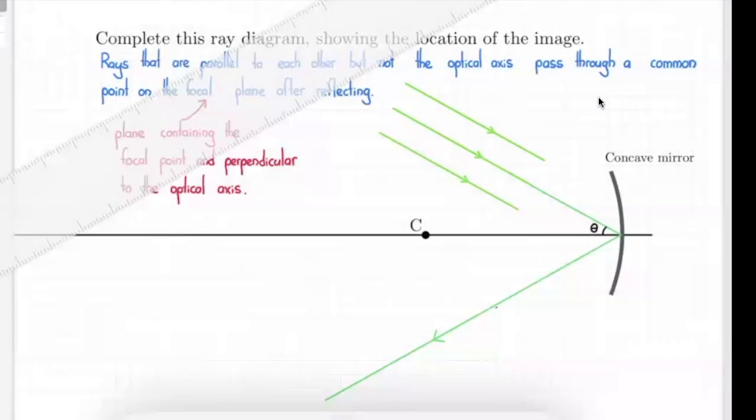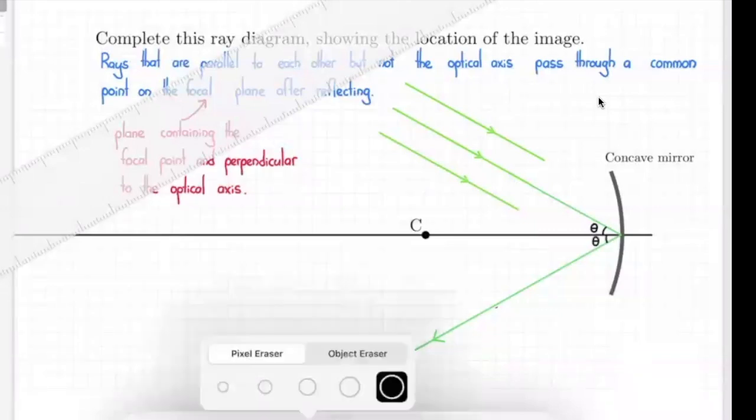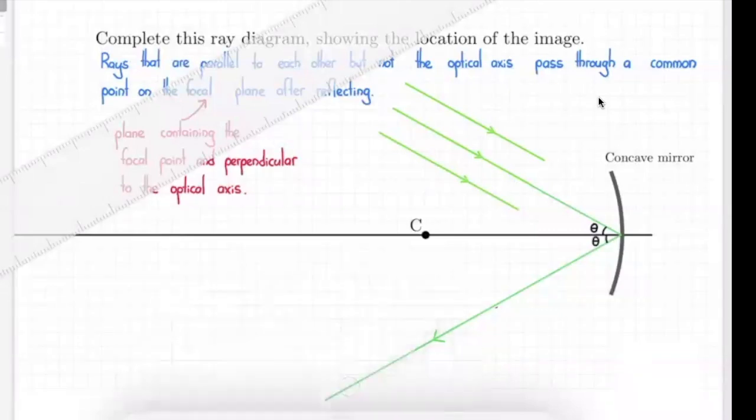And just for completeness, let's label up the angle of reflection as being theta. Okay, so that's one ray done. Now we also know that because these three rays are parallel to each other, they are going to form an image on the focal plane. The focal plane passes through the focal point and is perpendicular to the optical axis. So it would be enormously helpful to have the focal point.